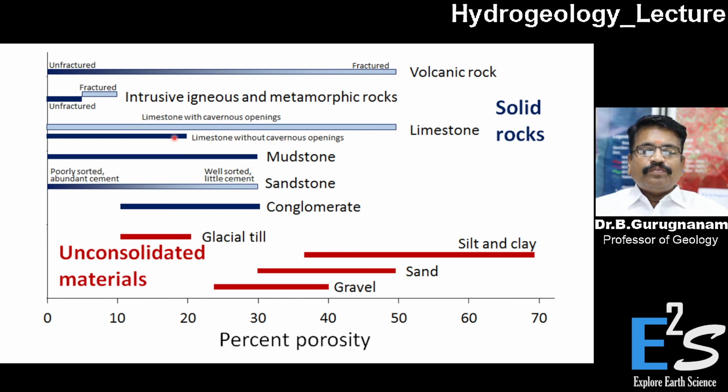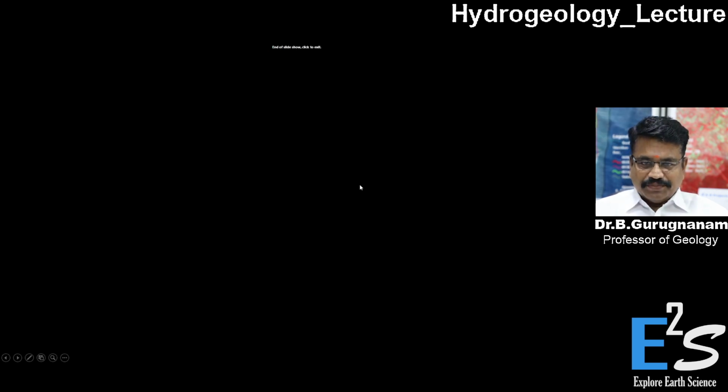Limestone with cavernous openings goes up to 20%. Mudstone up to 30%. Sandstone up to 30%, with poorly sorted less and well sorted, and if you add a little cement, what will happen? The porosity will increase. Conglomerate is between 10 to 30%. Glacial till between 10 and 20%. Silt and clay between 37 to 70%, and similarly sand is between 30 and 50%, and gravel is between 23 and 40%. So this is the percent porosity representation of the graph.